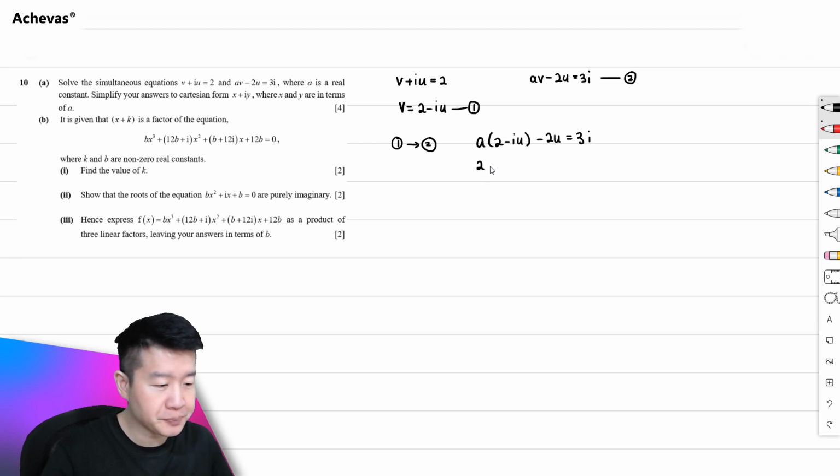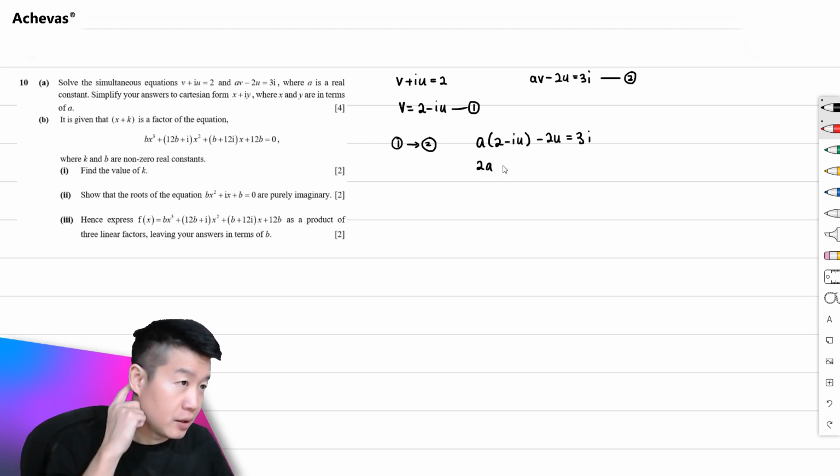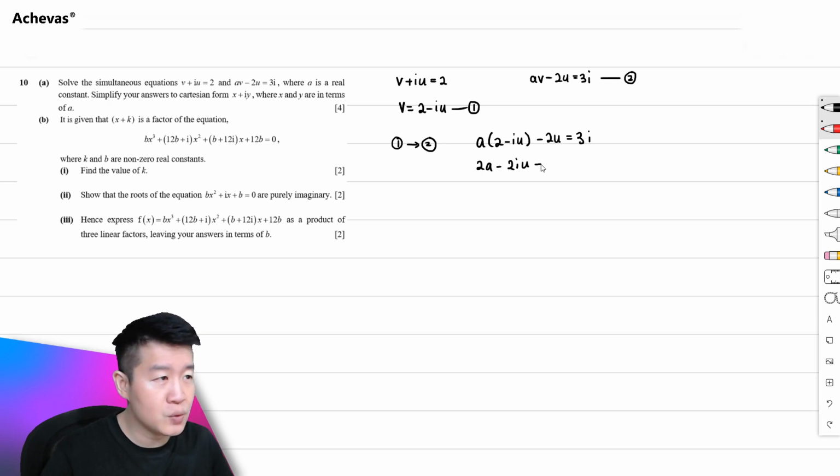We have 2a minus 2iaU minus 2U, and this is equal to 3i. I think I'm going to bring this over to the right hand side, and this 3i I'm going to bring over to the left hand side. So this will give me 2a minus 3i is equal to, this will be 2 plus 2ia multiplied by U.